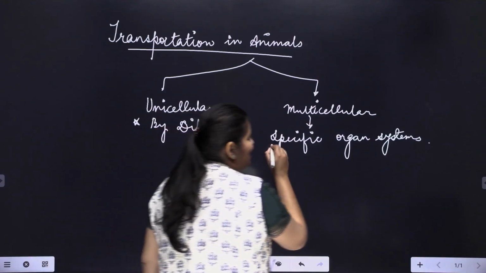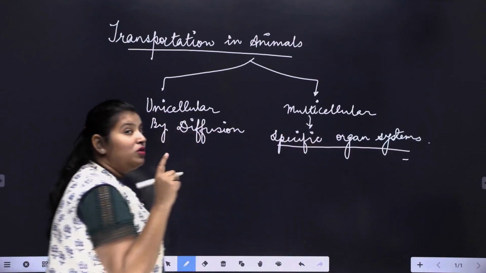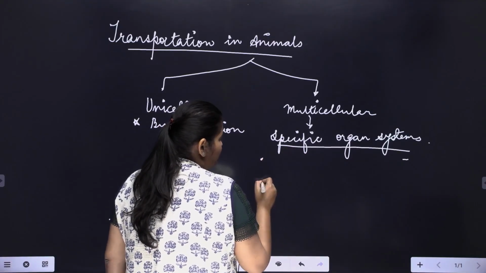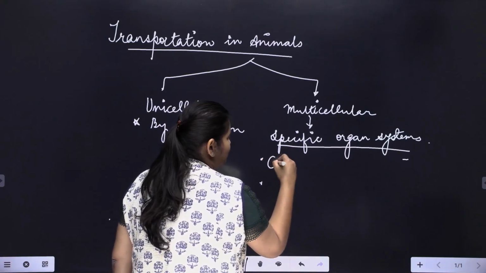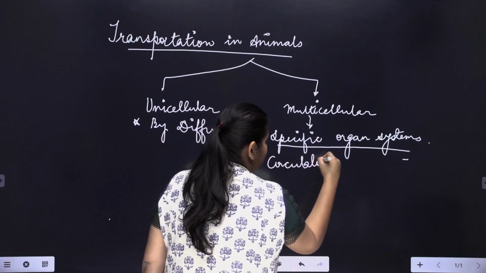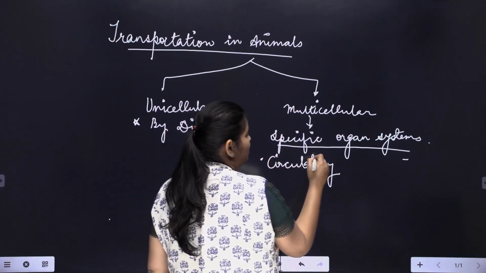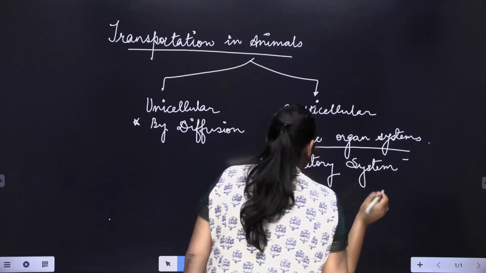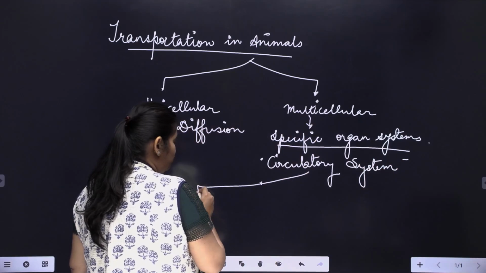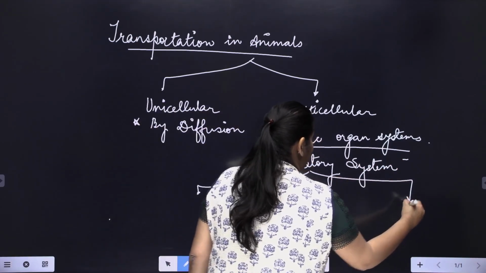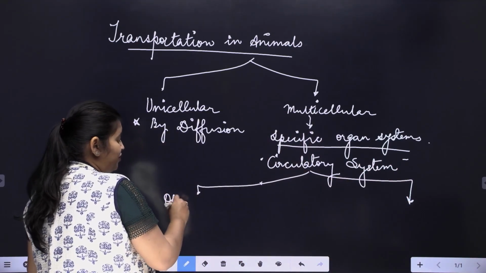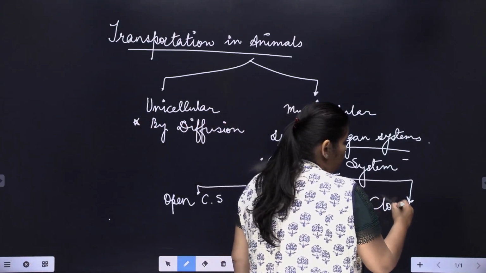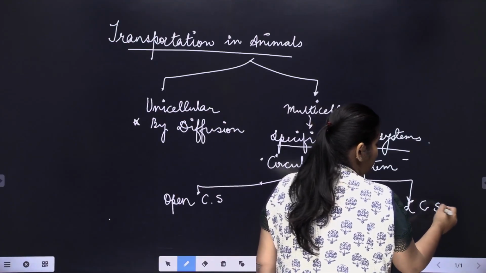Now, besides the specific organ systems, there's one more thing I want you to know about: these organ systems are known as the circulatory system. It is the circulatory system. And this circulatory system is of two types. The open circulatory system and the closed circulatory system.